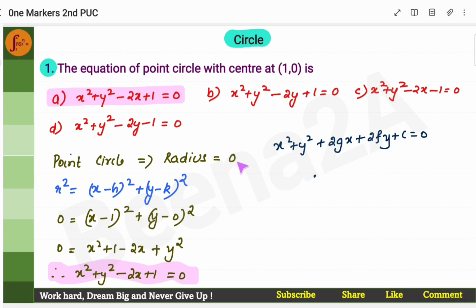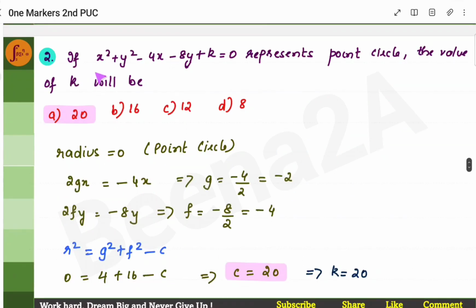So, radius is 0. Now, you have another formula for circle also. It is r square is equal to (x minus h) the whole square plus (y minus k) the whole square. Here center is given as (1, 0), so instead of h and k, we'll put this coordinate. Then when you expand this, you will get the general form of the equation.